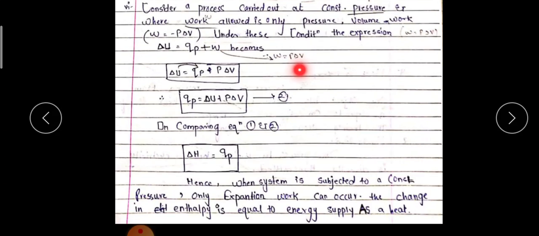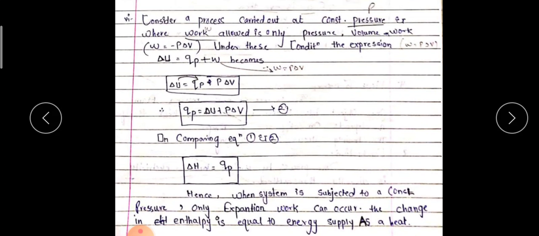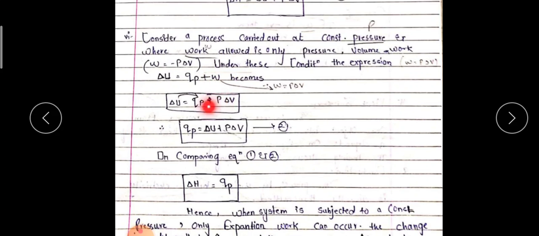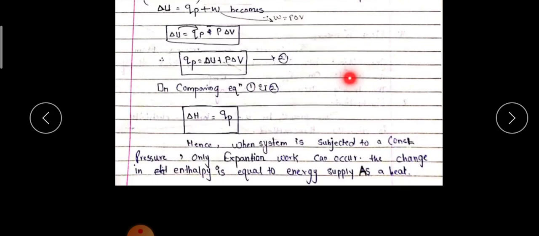On comparing equation number 1 and 2, you will get delta H is equal to QP. Remember, a minus sign should be there when you exchange this thing, and at that time QP is equal to delta U plus P delta V. On comparing these equations you will get delta H is equal to QP.